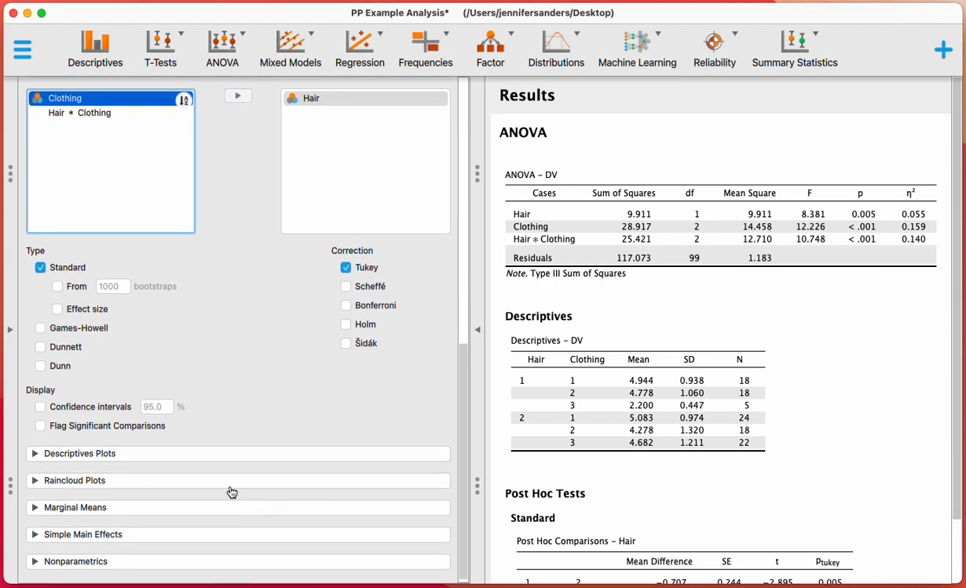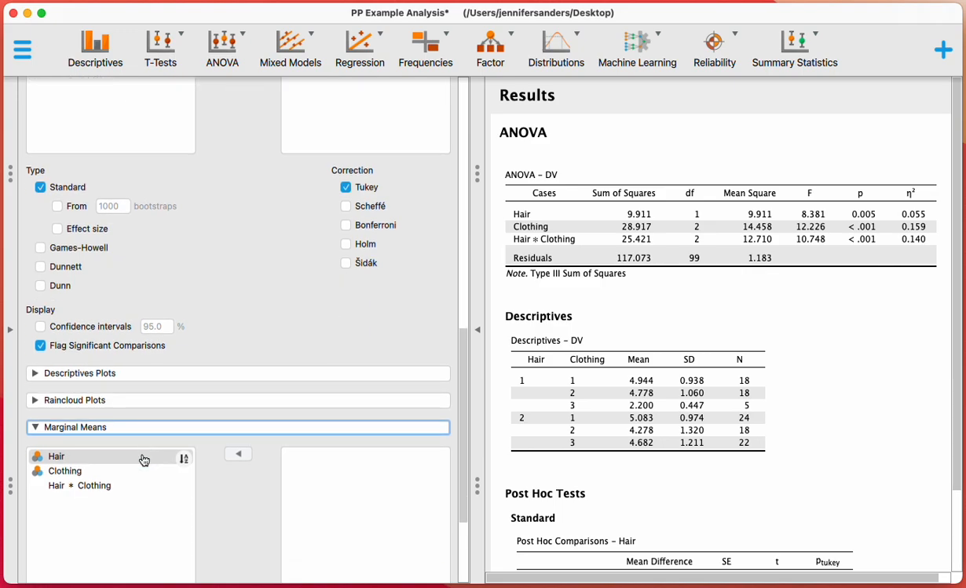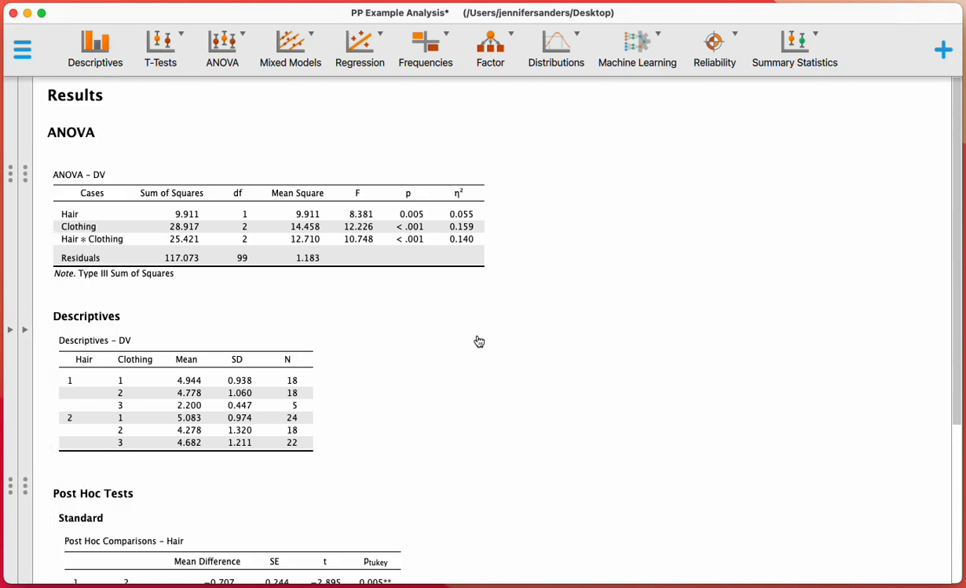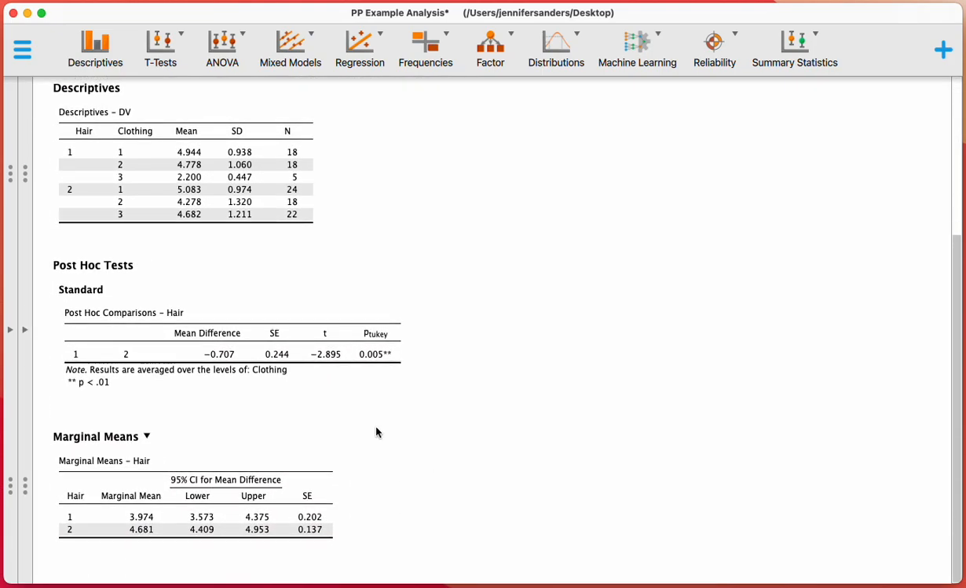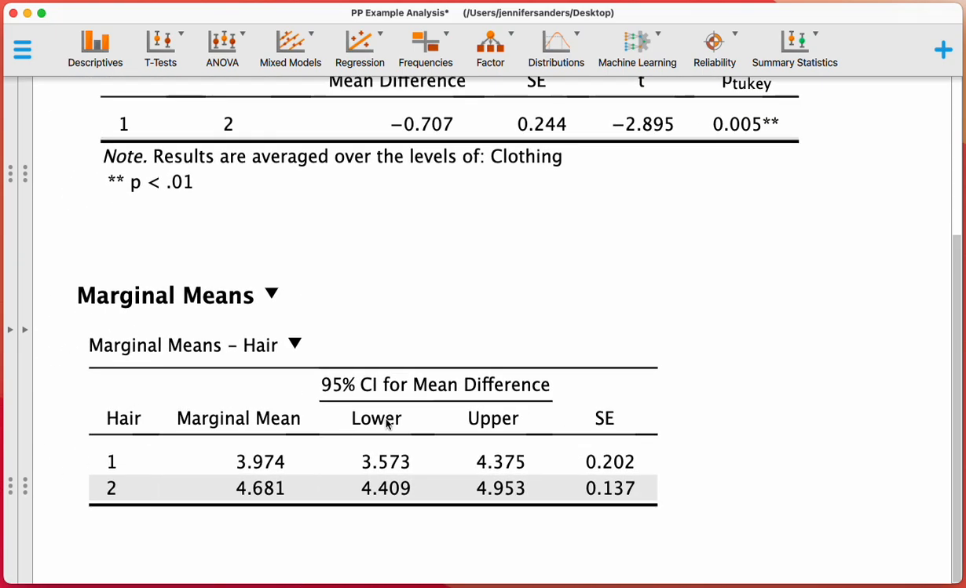And we'll scroll down and we want to flag significant comparisons. So what that's going to do is give an asterisk next to each of the significant tests. And we'll get the marginal means as well. So we will move hair over there and look at the results. So let's start by looking at the marginal means.